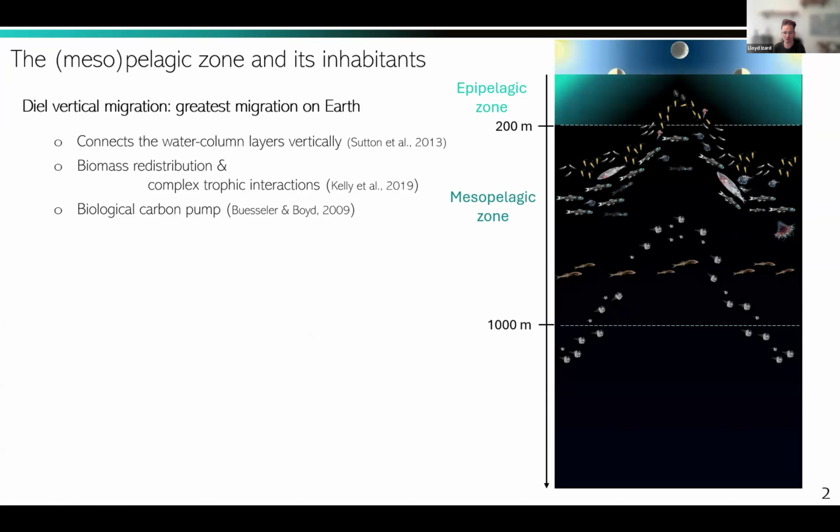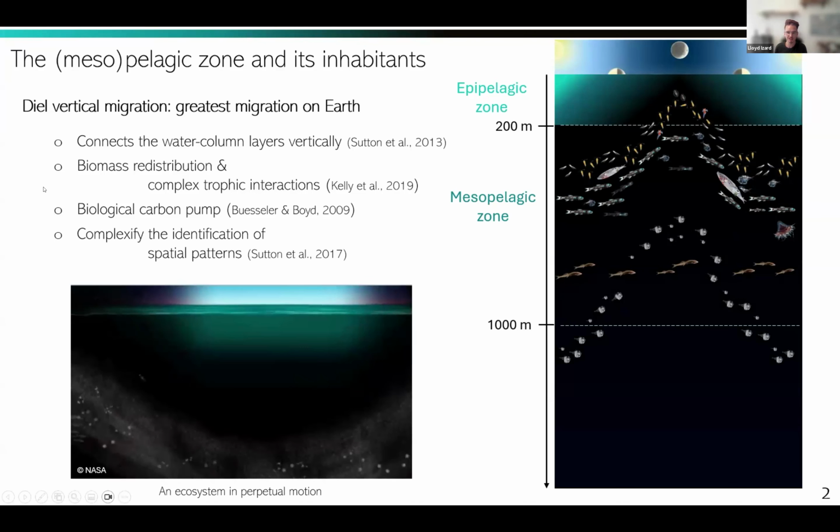I'm sure you're all familiar with this pattern. I wanted to highlight that really this migration connects vertically and daily the different layers of the ocean. And that has many implications. For instance, this daily biomass redistribution has implications on trophic interactions. And we know that, of course, there's also impact on biogeochemical cycles, and that can be part of the active flux of the biological carbon pump.